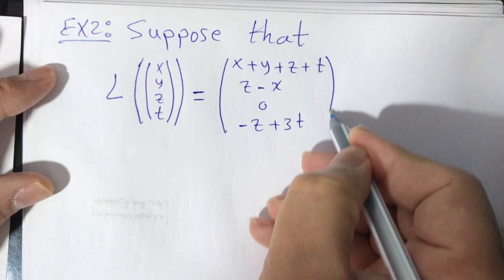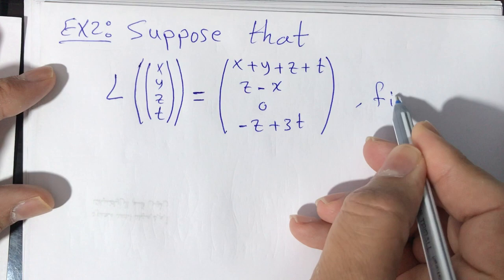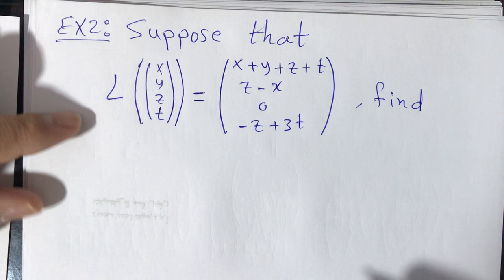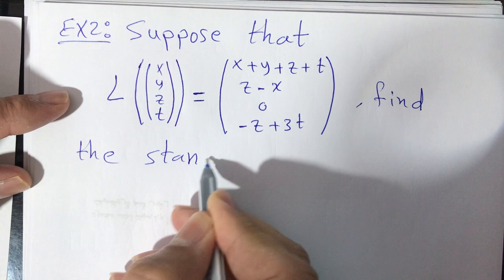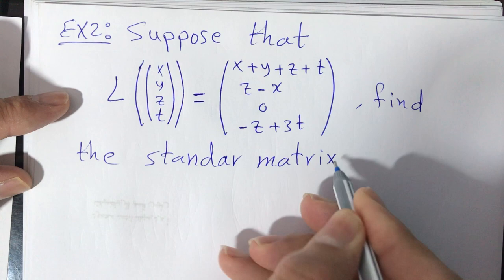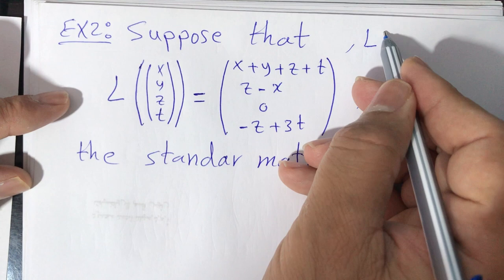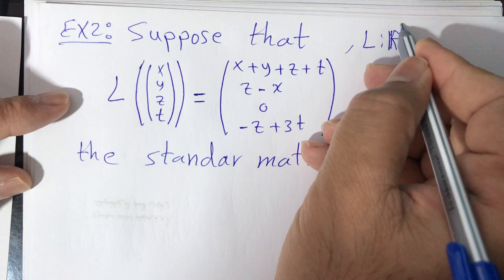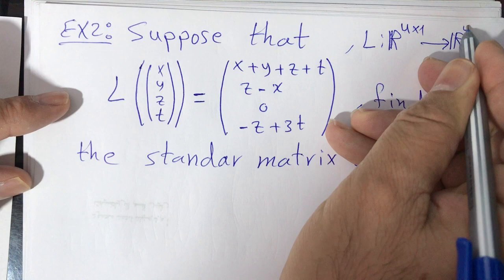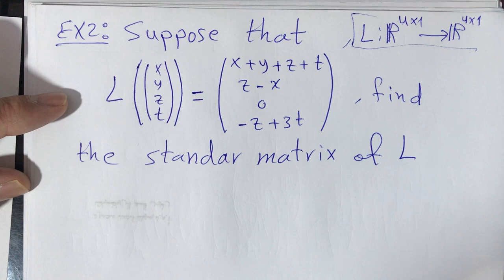Find the standard matrix of L. Here L is defined from R^4 into R^4. So we need to find the standard matrix of this linear transformation.